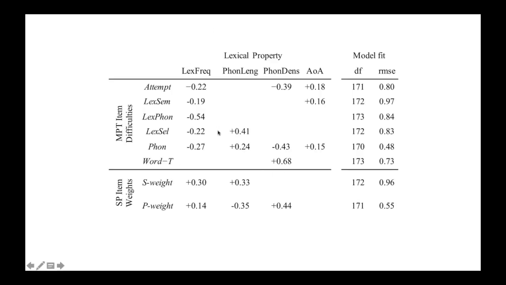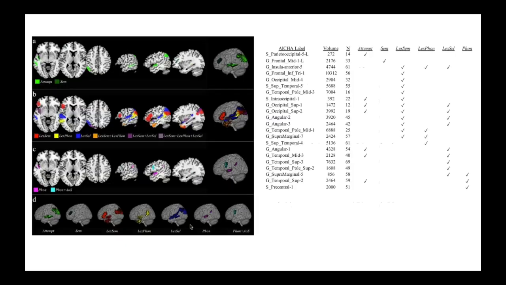They are also more sensitive to the lexical properties, including age of acquisition. S weights didn't pick that up at all. This is if you estimate S weight and P weight by collapsing over the people rather than collapsing over the items. And then this is sort of a summary of all the brain regions, right? These are distinguishable networks, distinguishable brain regions.